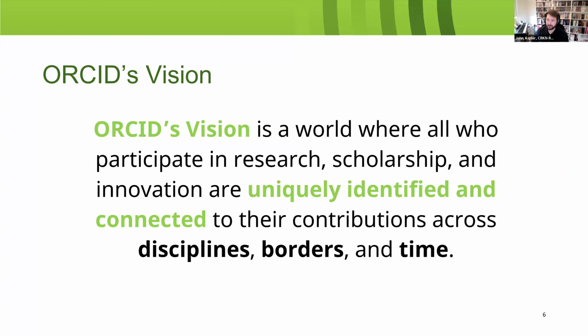And ORCID's organizational vision is a world where all who participate in research, scholarship, and innovation are uniquely identified and connected to their contributions across disciplines, borders, and time. You've probably heard me read this out before. So in short, what this ultimately means is that names are a bad way to identify you, and some sort of digital code is a significantly better way to identify you, especially one that is international, one that moves with you and isn't just locked inside your institution or locked inside your country. It is something that is across disciplines, borders, and time, and name changes.